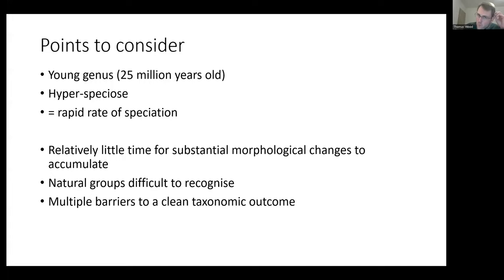So in terms of what we need to consider when dealing with Andrena, generally it is a very young genus, only 25 million years old, hyperspecious, obviously evolving very, very quickly. In this context, there's relatively little time for substantial morphological changes and adaptations to evolve and to accumulate. It makes natural groups quite difficult to recognize, as you will have seen or heard in the talk on subgeneric classification problems. And there are many barriers which are limiting our ability to have a clean taxonomic outcome.